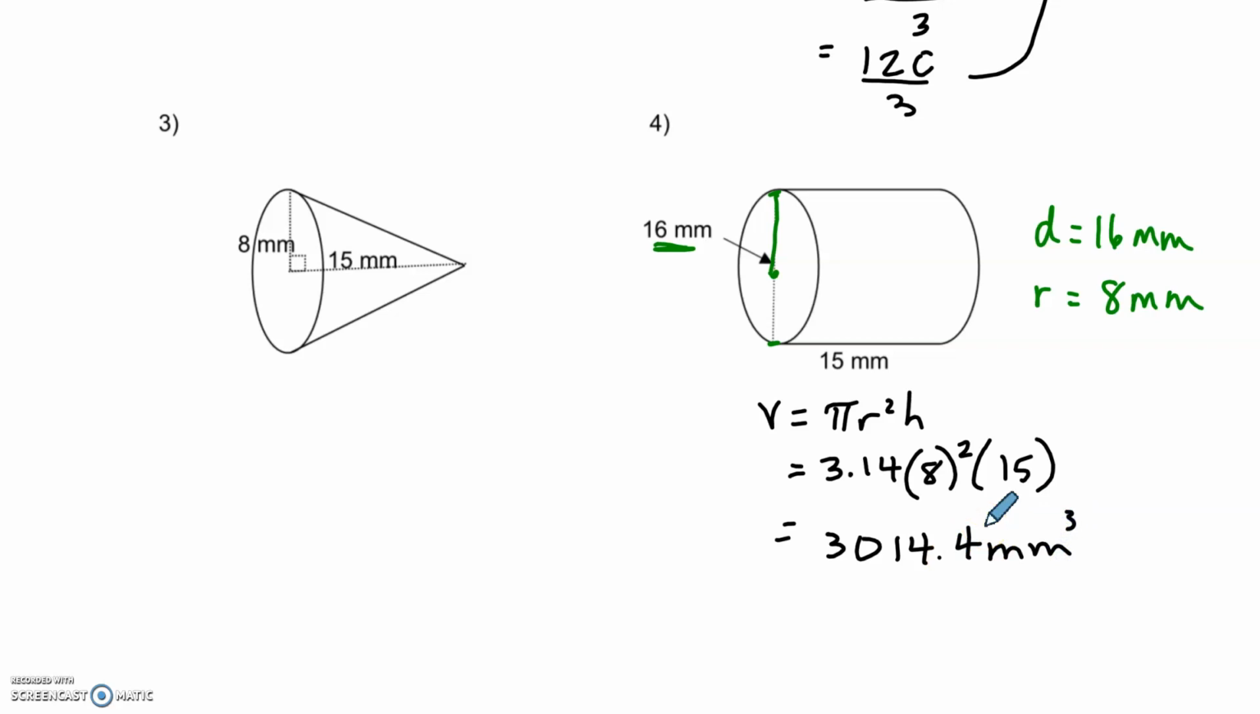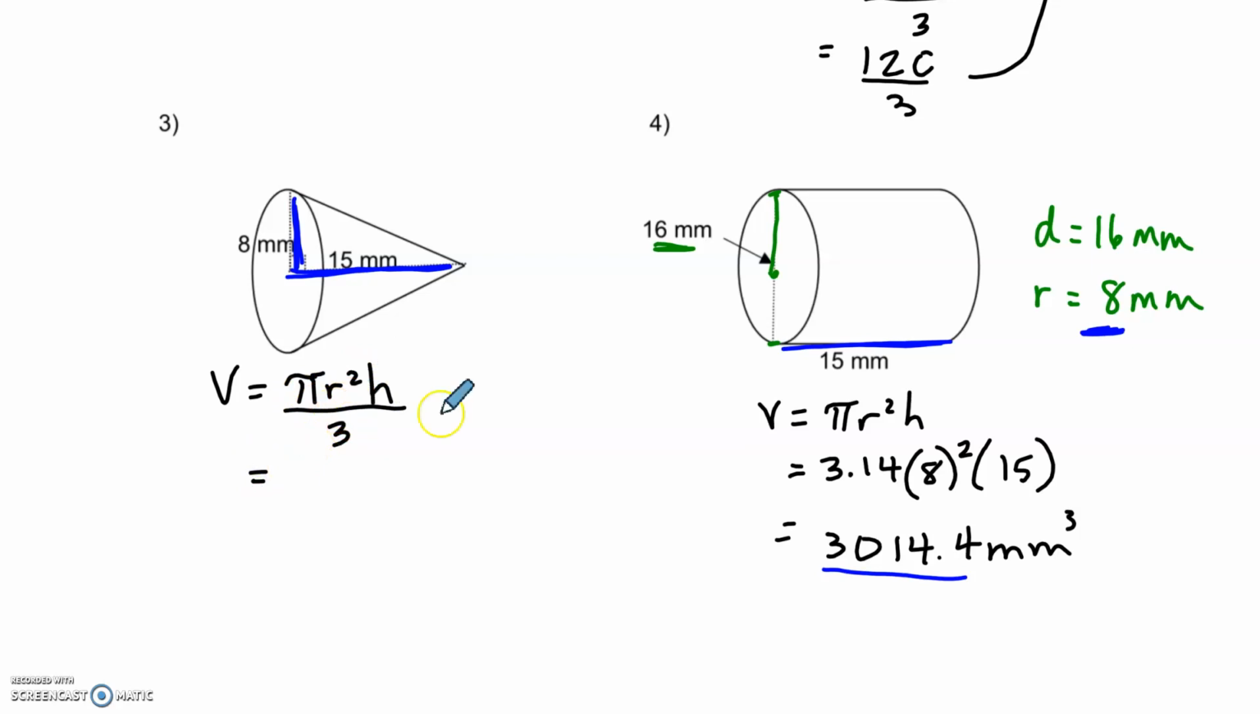Now let's take a look at number 3 here. Number 3 has a radius of 8, and that is the same from our cylinder. And it has a height of 15, which is the same as my height on the cylinder as well. So we know that I can just take this answer of 3014.4 and divide it by 3, and I should get my cone answer. But let's go ahead and use the formula. So the formula for a cone is pi r squared h. That looks familiar, right? That's our cylinder formula, and we take that formula and just divide by 3.